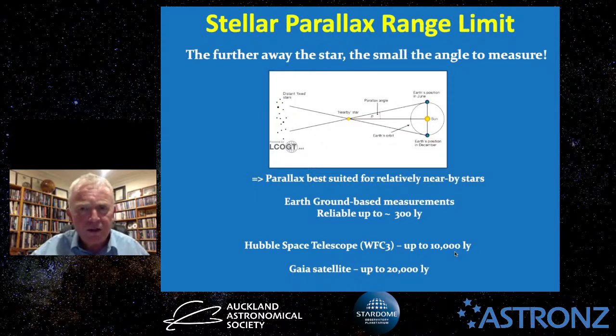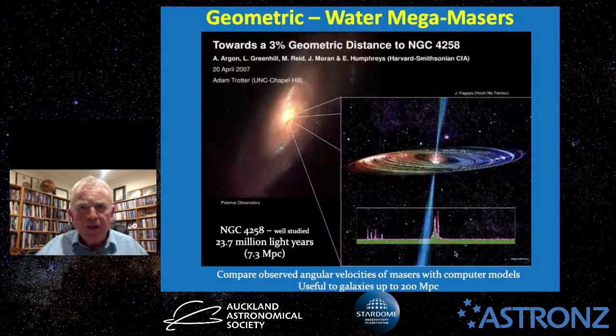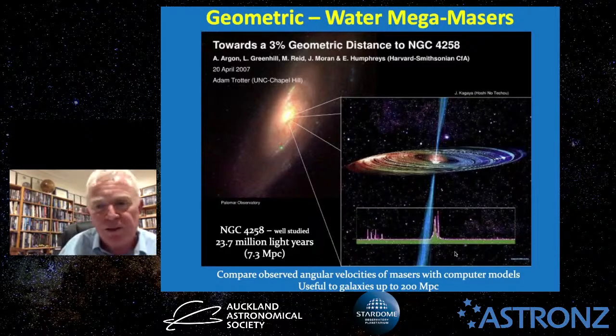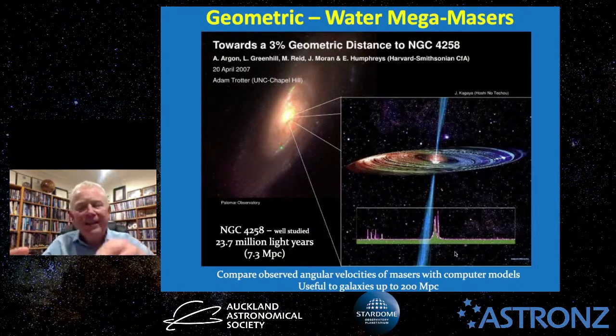Then we talked about water megamasers, and without going into too much detail, get that from last month's talk. But needless to say, I mentioned that most decent-sized galaxies have a supermassive black hole, millions of times the mass of our sun, at their centre. And if they're active and there's a lot of material around them, that material will form what they call an accretion disk. When material goes round and round, that's a highly energetic, pretty violent sort of place with high energies.